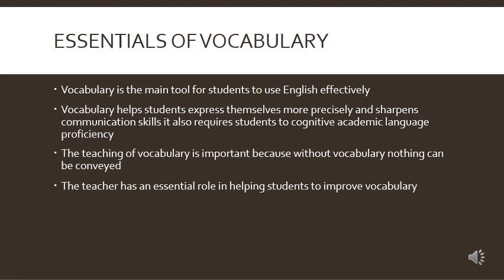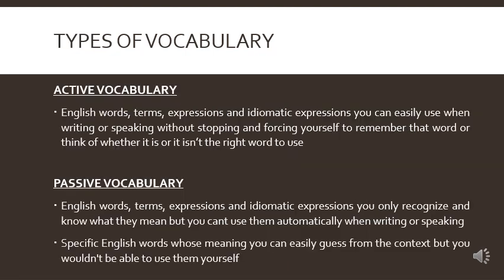Okay. Next is types of vocabulary, and we have two types of vocabulary. One is active vocabulary and the other one is passive vocabulary. So first we will see what is active vocabulary. Active vocabulary is otherwise called working vocabulary, because we use active vocabulary in our day-to-day life.